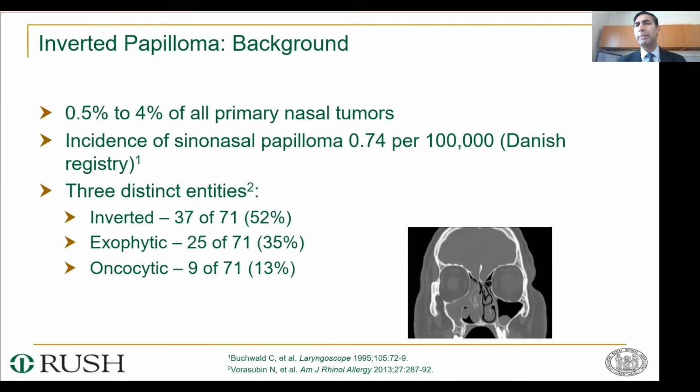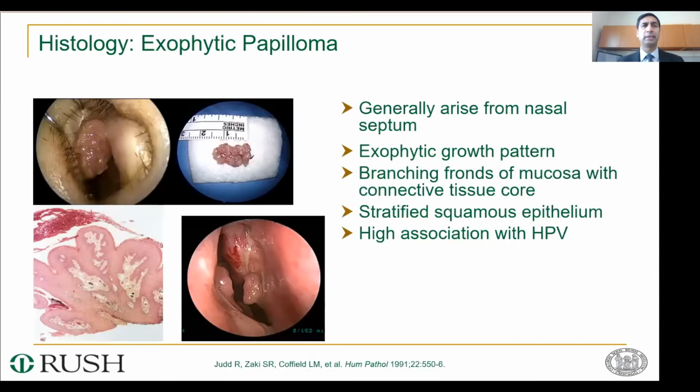A little bit of background on sinonasal papillomas. These are the most common primary sinonasal tumors. Data from the Danish registry notes that the incidence of sinonasal papilloma is roughly about 1 per 100,000 patients. The key thing to note here is there are 3 distinct entities that we deal with, most commonly the inverted variant that we operate on, but also the exophytic and the oncocytic variants. And I'll talk about each of these 3 in detail here.